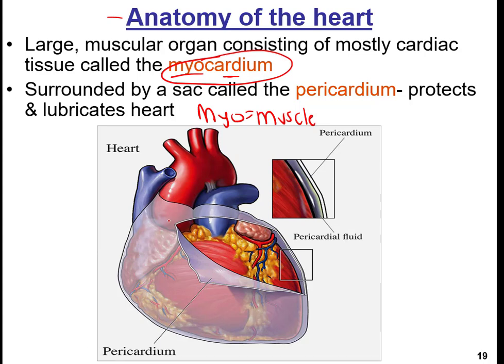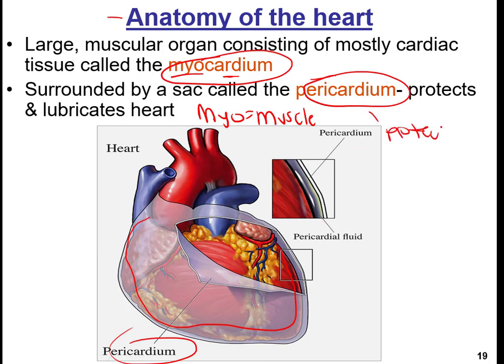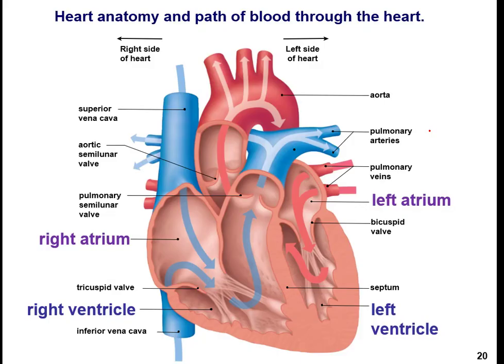And then there's a special sac that's shown here. It's a clear sac that surrounds the heart. This is called the pericardium, and its job is to basically protect the heart and also provide some lubrication to the heart. Now, here's what the heart looks like.